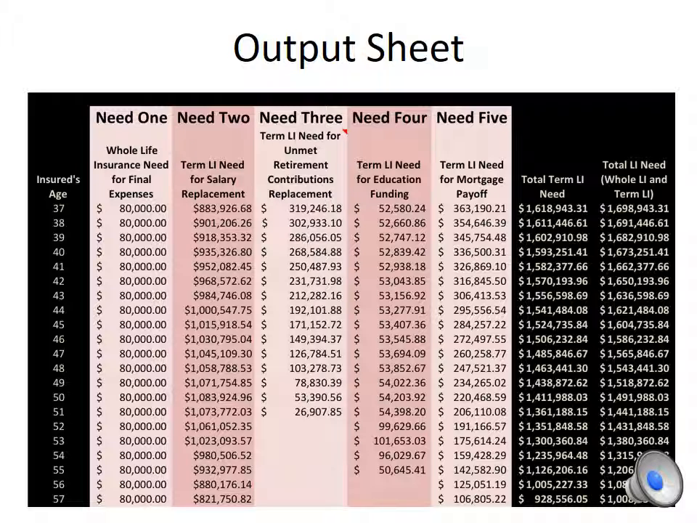Need 3. Right now, the insured needs about $319,000 worth of term life insurance to make up for unfunded retirement contributions. This amount declines until age 51, at which point her retirement plan is fully funded given she dies. Remember, in this example, we are targeting 75% of the couple's planned retirement balance, given the insured never makes it to retirement.